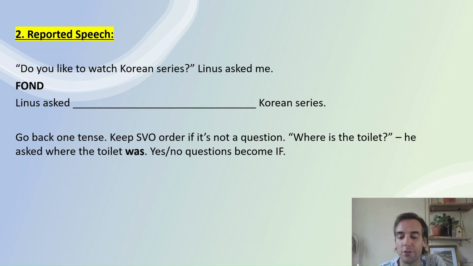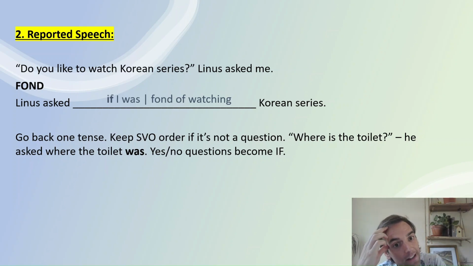So this is the other little trick. You are fond of, it's a preposition, we need ing, fond of watching. And there's all the marks. Asked if I was fond of watching. Maybe I made that one a little bit difficult, but I wanted to include lots of points. It could be a bit easier. It could be asked if I enjoyed watching. Then it'd be a bit easier.